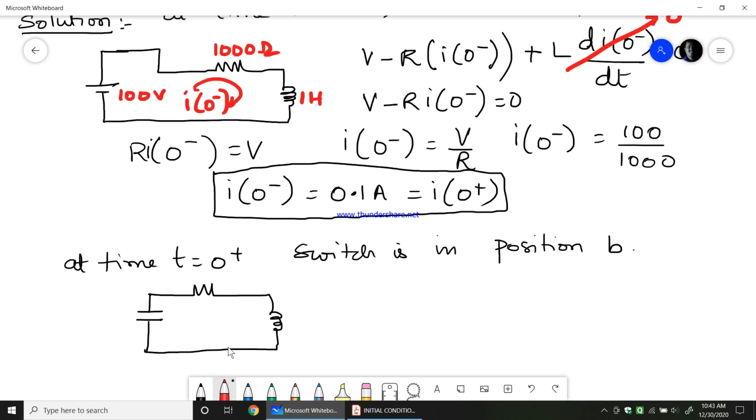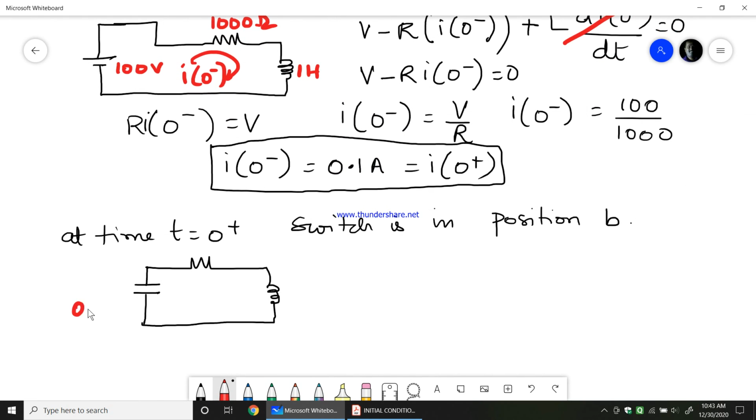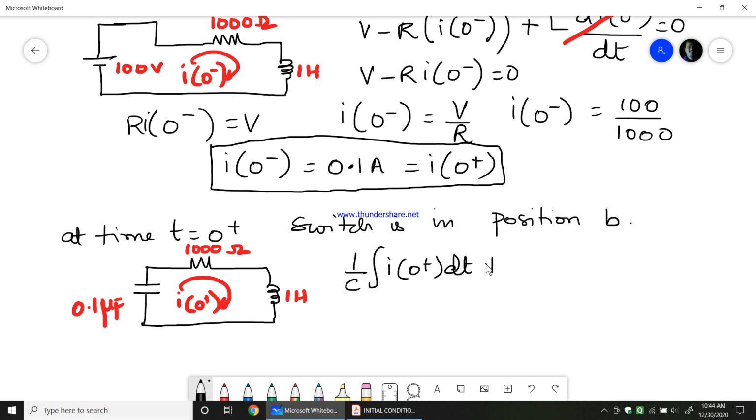So the capacitor value given in the question is 0.1 microfarad, R is 1000 ohms, L is 1 Henry, and this is i(0+). Let me write the equation for this. It is 1 over C integration of i(0+) dt, plus R into i(0+), plus L into di(0+) by dt, equals 0.